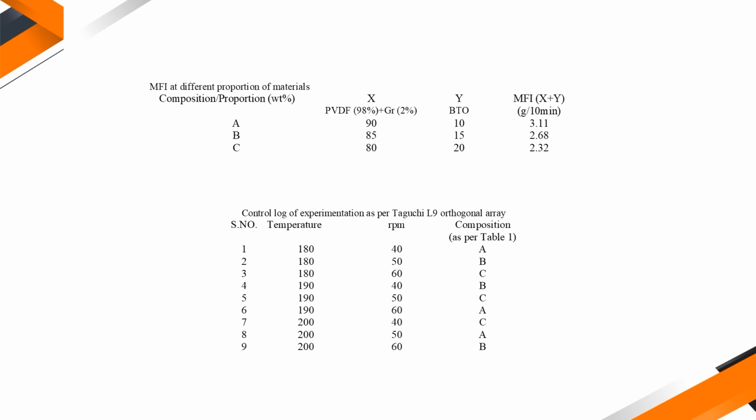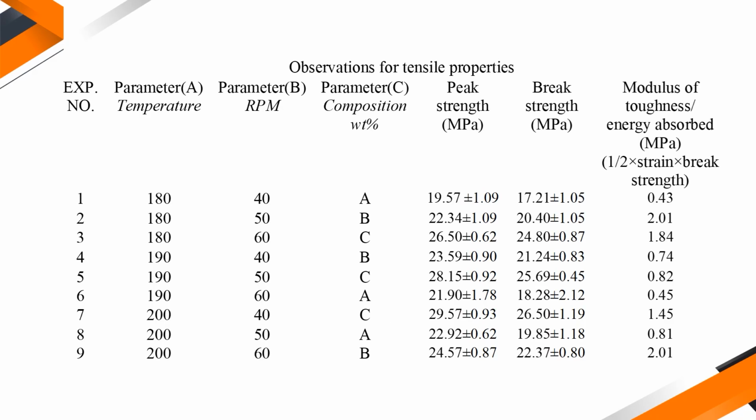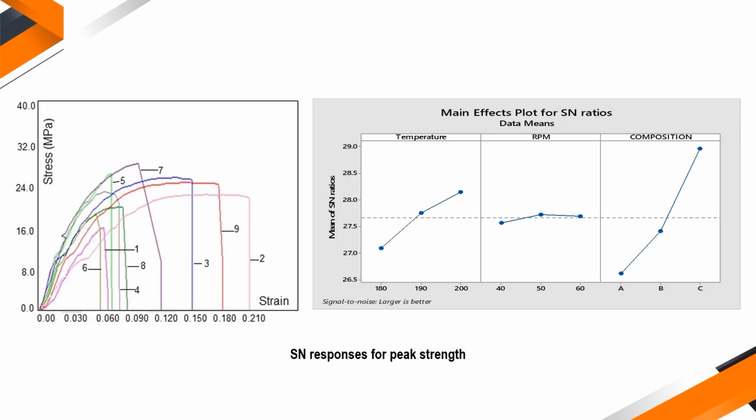So this proportion X with 90%, 85%, 80%, we tried with the different proportion of graphene and tried to investigate the MFI values. And then a DOE was planned, and using the different conditions like temperature, RPM, and the composition like ABC, we tried to develop the filament, and we observed their mechanical properties in terms of peak strength, break strength, modulus of toughness, and tried to see their stress strain curve. Then in a typical application, we did the ANOVA analysis and found the best setting.